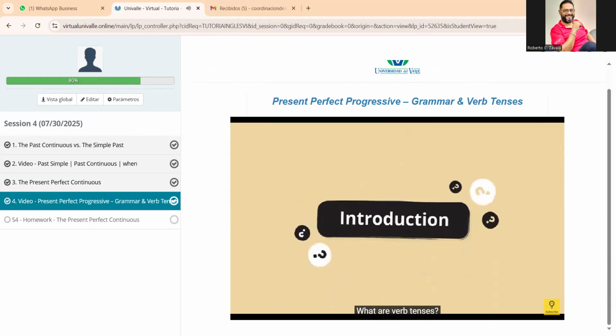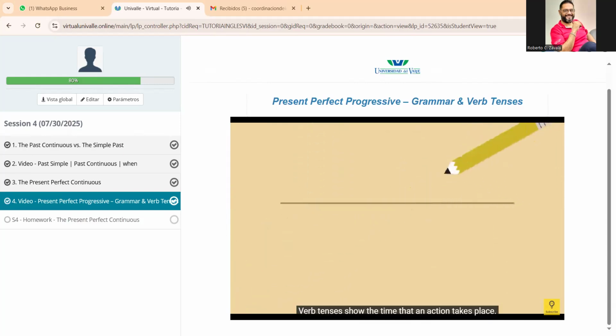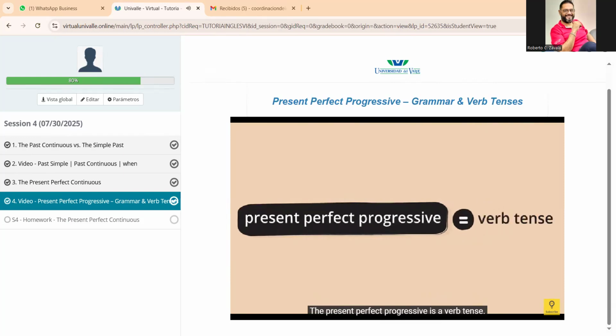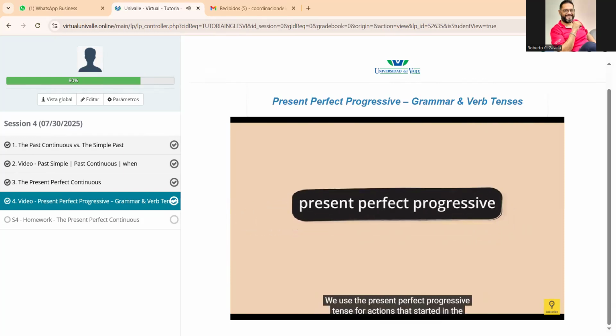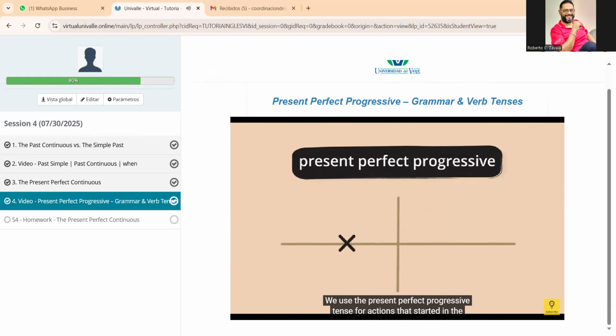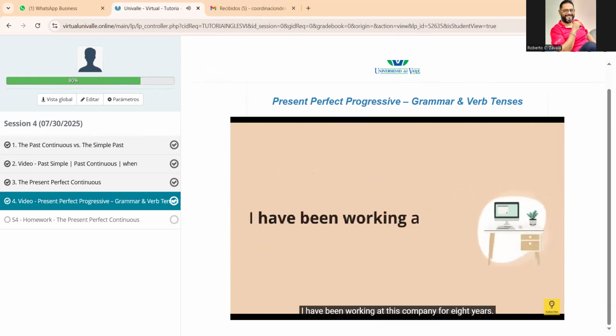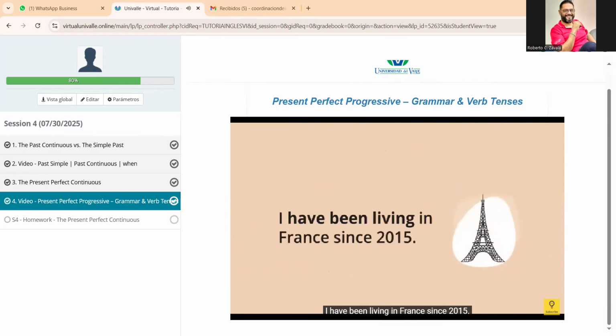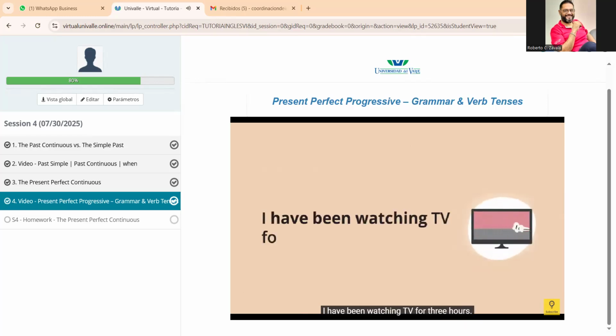Present perfect progressive. What are verb tenses? Verb tenses show the time that an action takes place. The present perfect progressive is a verb tense. We use the present perfect progressive tense for actions that started in the past, continue to the present, and will continue in the future. For example, I have been working at this company for 8 years. I have been living in France since 2015. I have been watching TV for 3 hours.